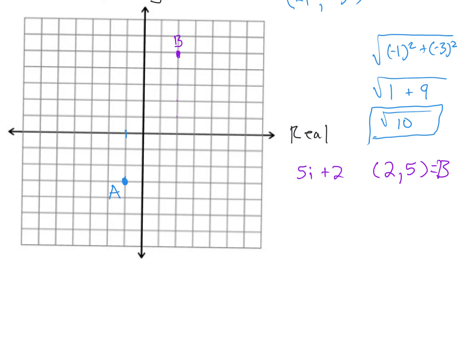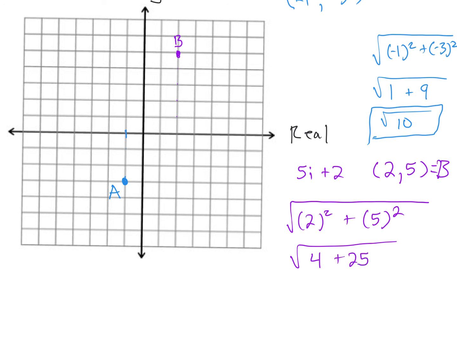If I want to find the absolute value of B, I just have to do the distance formula. So here, I get 2 squared plus 5 squared. This gives me 4 plus 25, 29. The square root of 29 is my absolute value of B. And that is all we have to learn today.